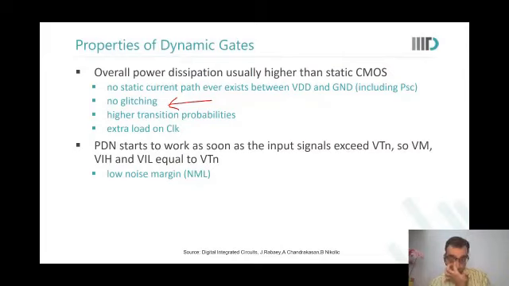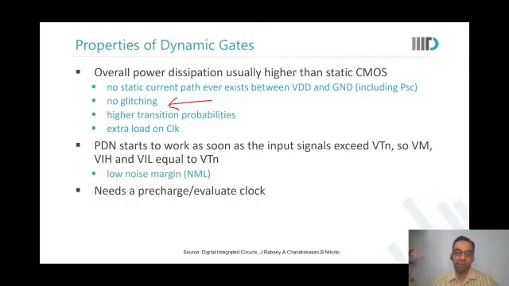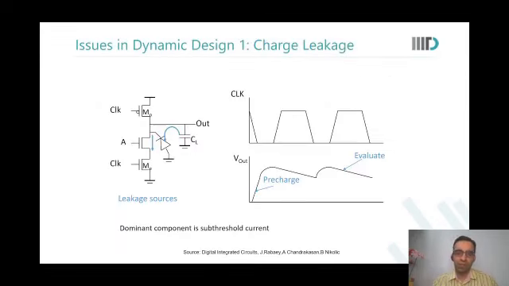So the transition levels VIL and VIH are equal to VTN. As soon as the input touches VTN, you now know that my output is starting to discharge. So if there is noise of more than VTN, your output starts to get corrupted. So we talked about low noise margin already. Precharge, okay, we already know.